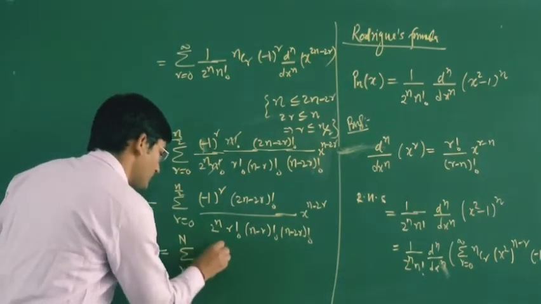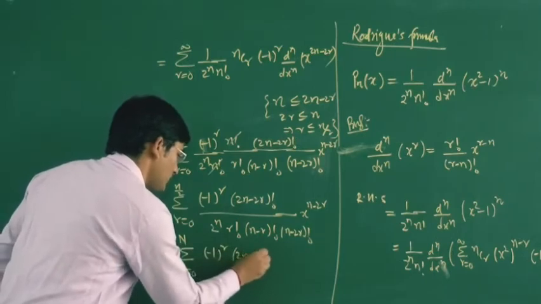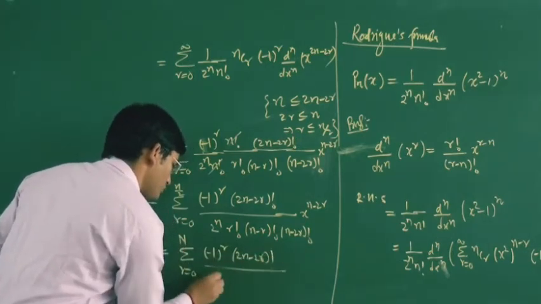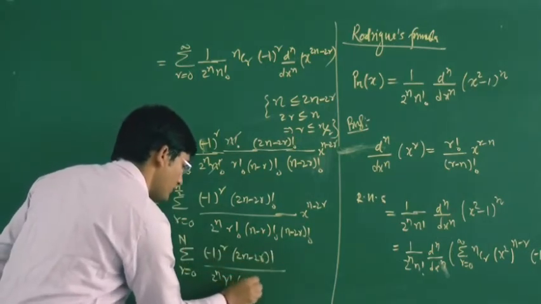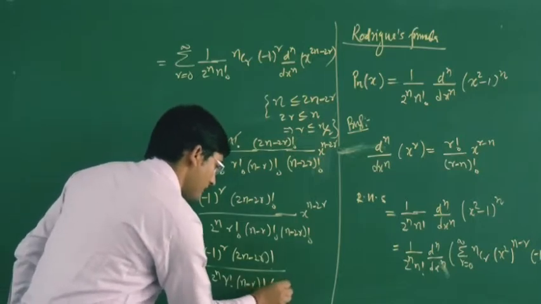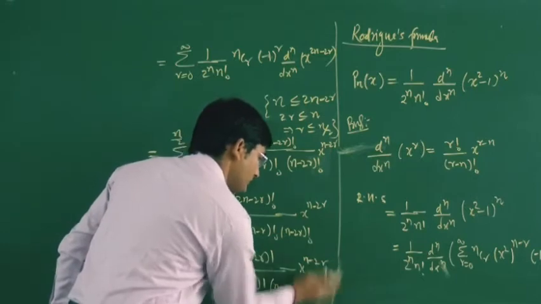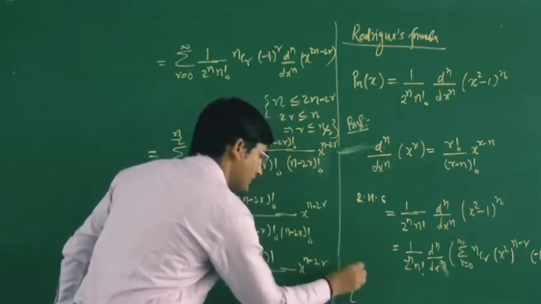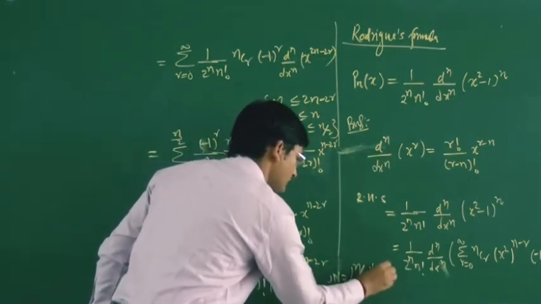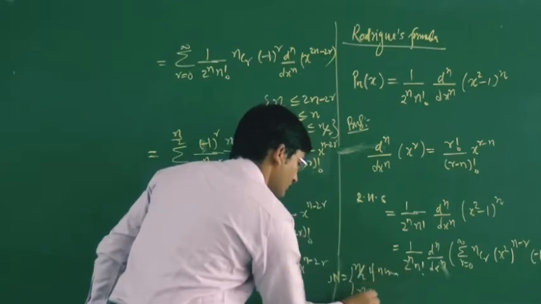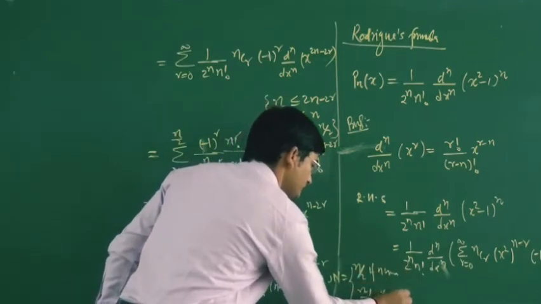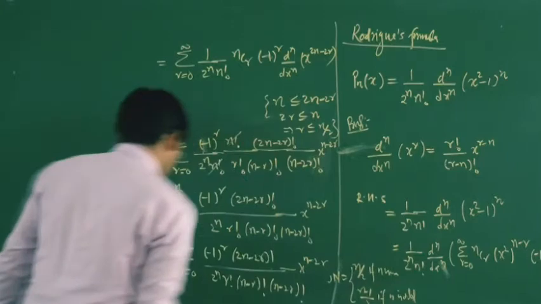So we can write this one like this, divided by 2 power n factorial r, factorial (n minus r), and then we have factorial (n minus 2r) into x power n minus 2r, where your capital N is either n by 2 if n is even, or this will be (n minus 1) by 2 if n is odd. So this is your P_n(x).